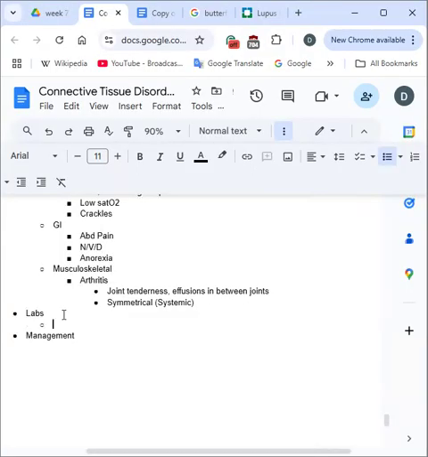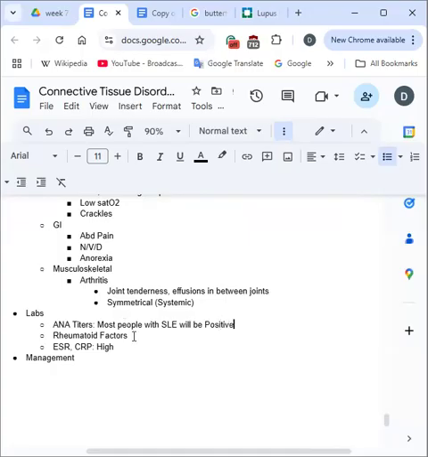So some of the labs, this will look a little familiar. So we'll have DNA titers, rheumatoid factors, ESR and CRP. So again, these would be high. Your ANA titers are non-specific, but for the most part, most people with SLE will have positive. Rheumatoid factors as well, positive. A lot of this inflammation stuff will be there.